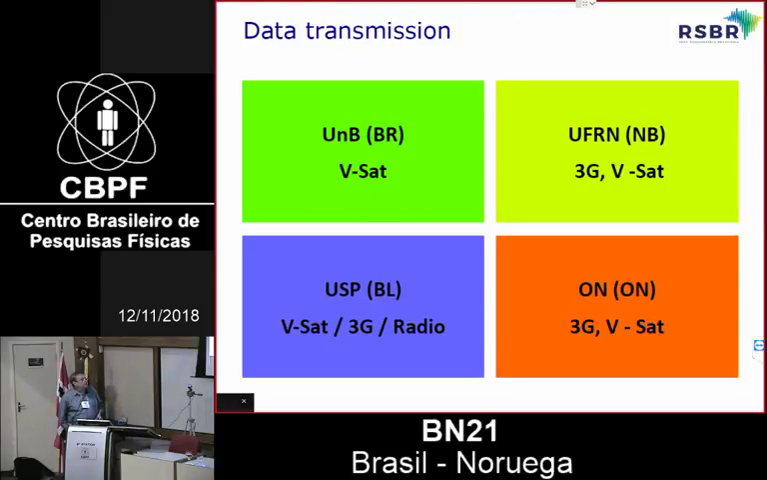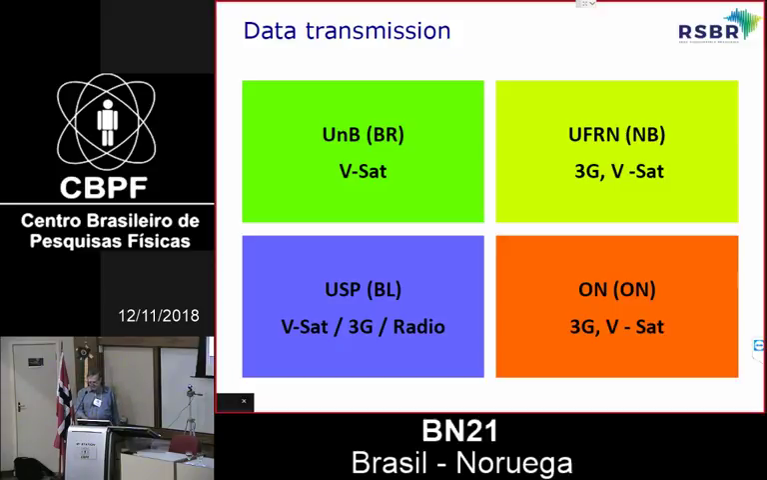Data transmission. Most of the stations from UNB are on satellite, just because the stations that are run by UNB are in northeast Brazil, and in the forest region mostly, and you then need satellite communication. You don't have 3G signal normally. The UFRN uses 3G and satellite.